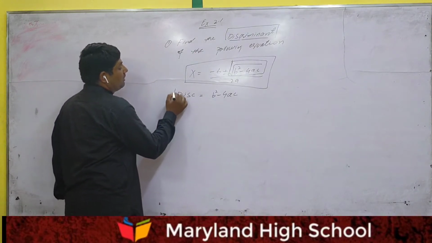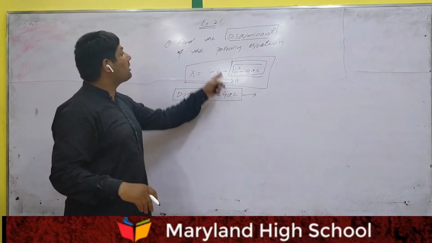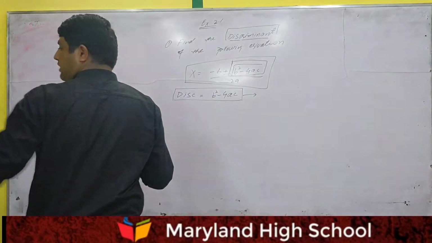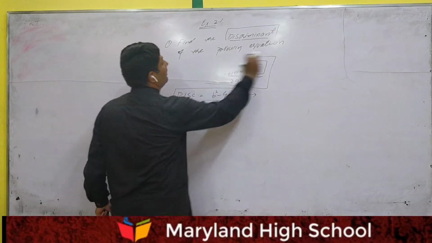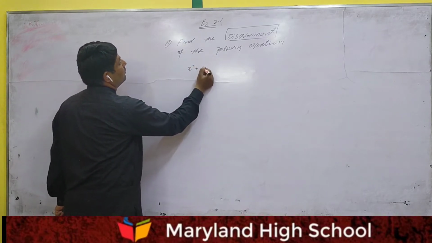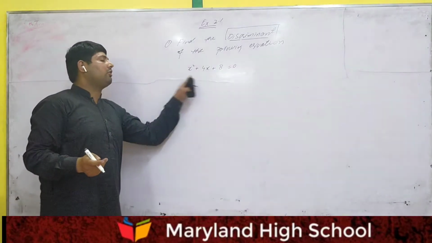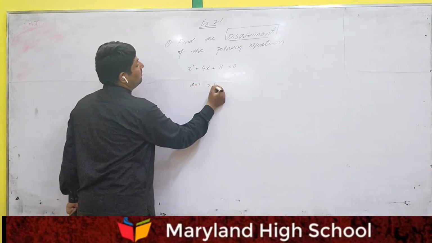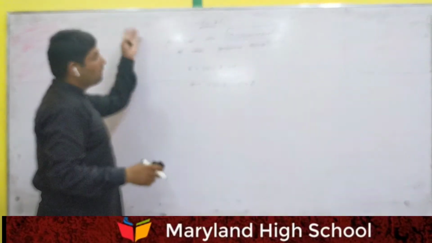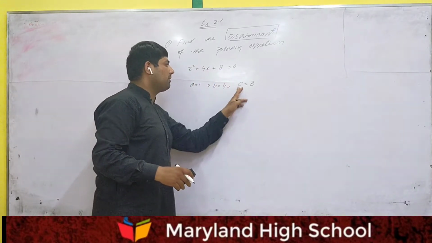And discriminant or disk tells about the nature of the equation. Let me explain. First we solve the question and then find the nature. x square plus 4x plus 8 is equal to 0. This is the quadratic equation. a is equal to 1, b is equal to 4, c is equal to 8. I discussed in the previous lecture the coefficient of x square is a, the coefficient of x is b, and the constant term is c.